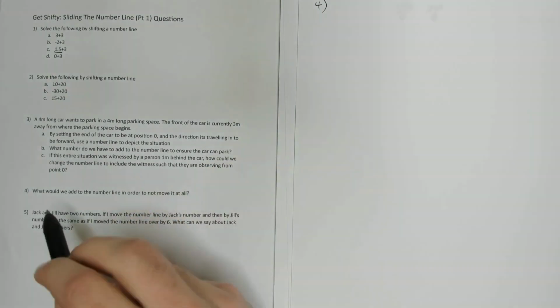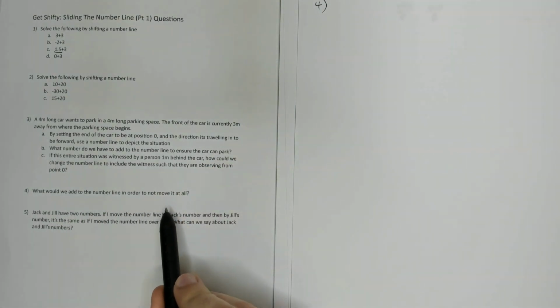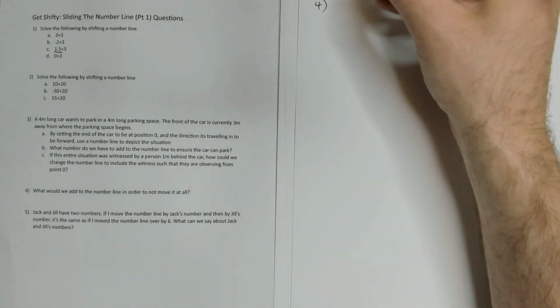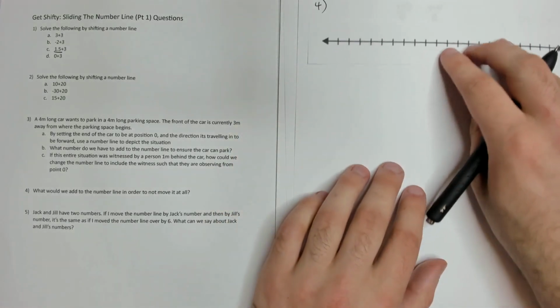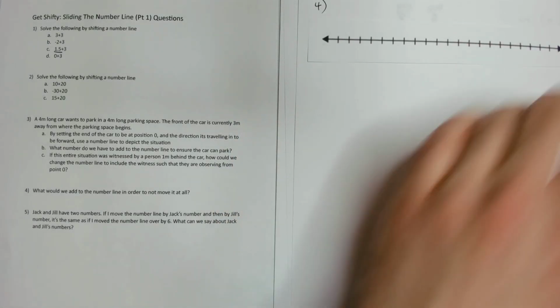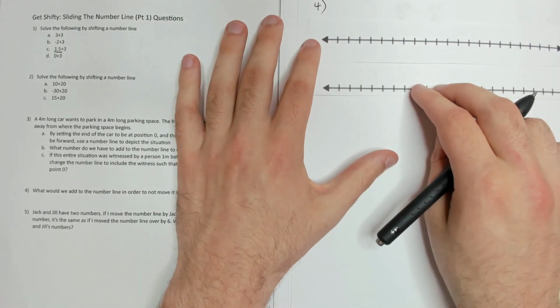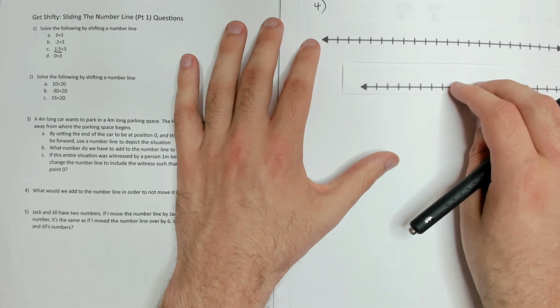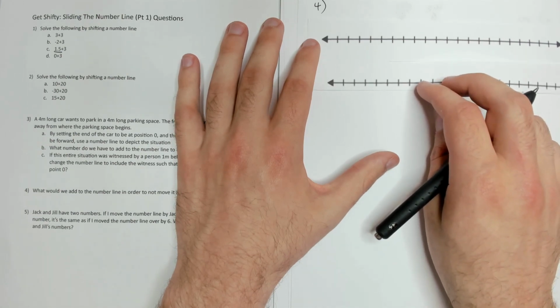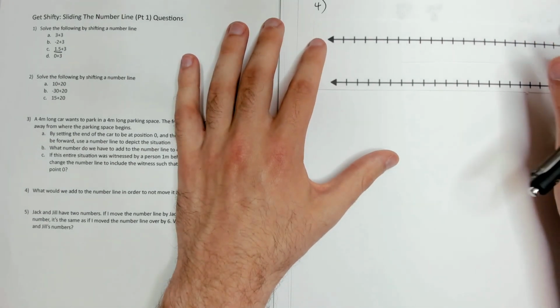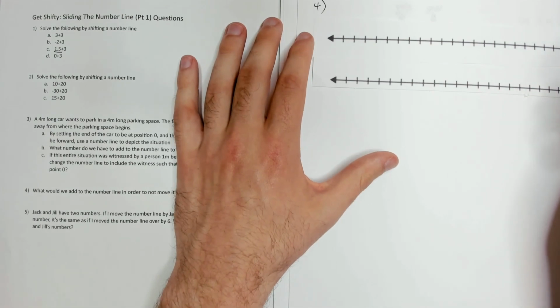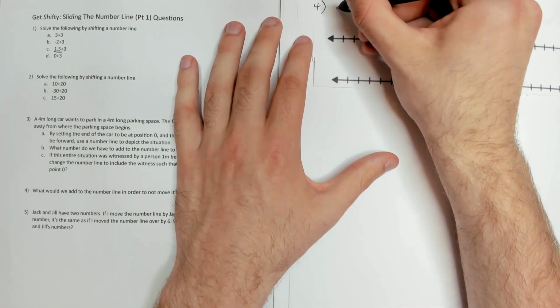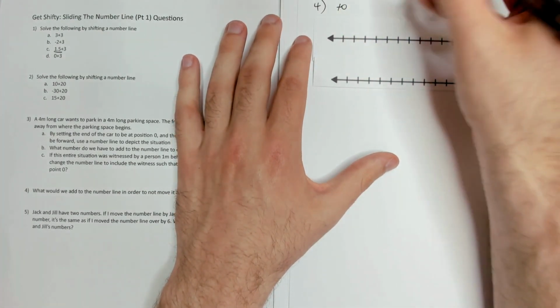Question 4. What would we add to the number line in order for it to not move at all? Well, if I take a number line here, and I take another number line, if I add 1 to this number line, it's going to move. If I add 3 to the number line, it's going to move, right? The only thing I can add to the number line that's not going to change anything is, what do you think? It's 0, right? Adding 0 does nothing to the number.